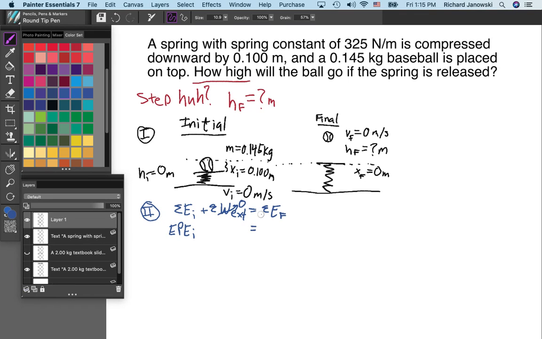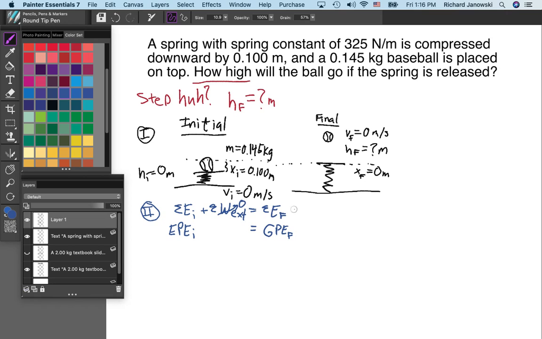And then finally, sigma E final. Ask 3 questions. So look at your final sketch. Is it moving? Nope. V final is equal to 0. Second question, is it at a height greater than 0? Yes, it is. We don't know the height, but it is clearly at a height greater than 0, which means we are going to have GPE final.